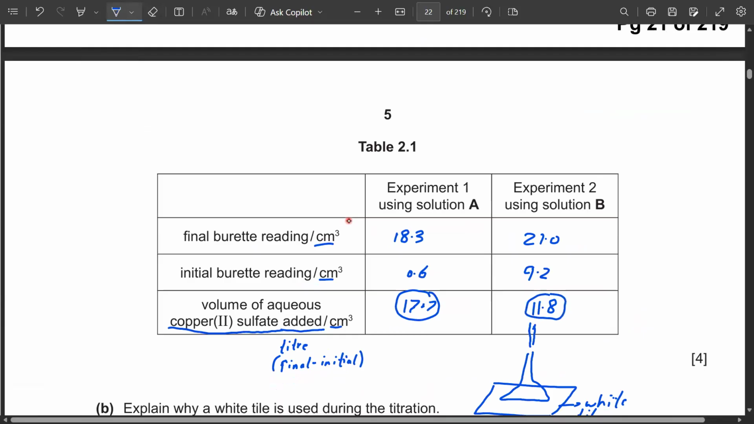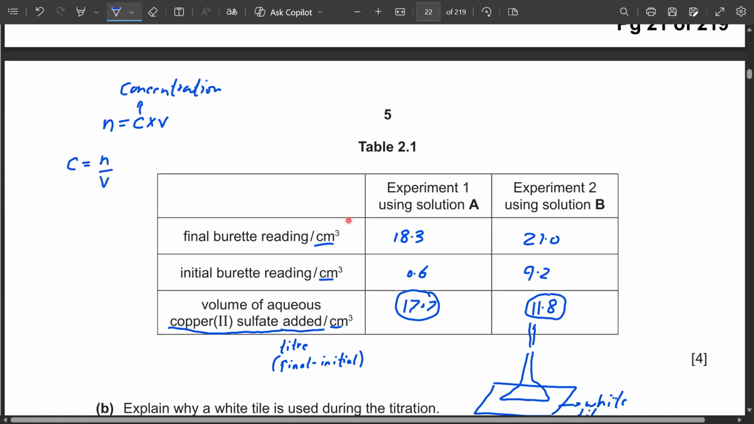So let's use the formula here. n is equal to Cv. This formula is used to calculate the number of moles. We are supposed to tell which one is more concentrated. Concentrated means we need to know the value of the concentration. C indicates the concentration. So rearrange this equation to find C. So C becomes n over V.